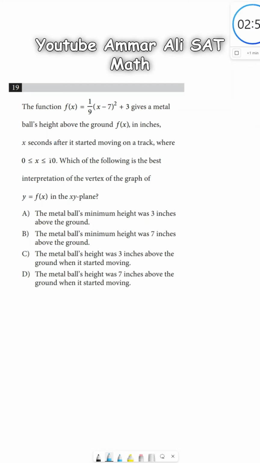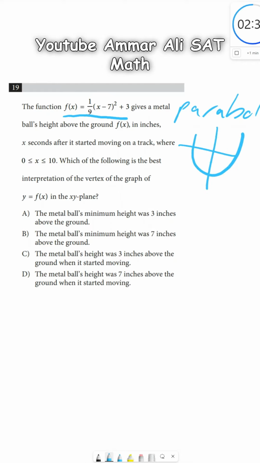So for this problem, we basically need to recognize that this type of equation is a parabola, right? Because how do I know it's a parabola? Well, we see this squared term, so that means it's going to be x squared, meaning it's a parabola. We also know that it is an upward opening parabola, so it's going to look like that on the xy plane, something like that, right?